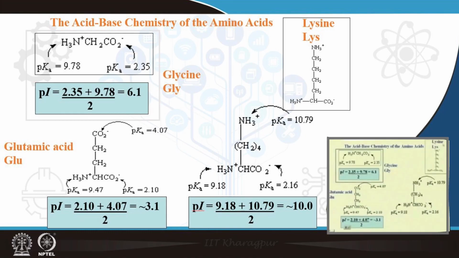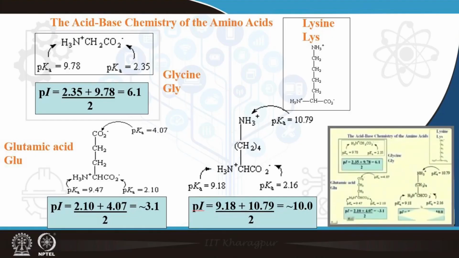When we have lysine, what does lysine have? Lysine has an additional NH3 plus. When you study a titration curve of lysine, it is going to behave differently. And we have the pI now at a point where lysine is uncharged. That is between the pKa of the amino group and the pKa of the side chain this time. So what is the pI of lysine? It is very, very high.